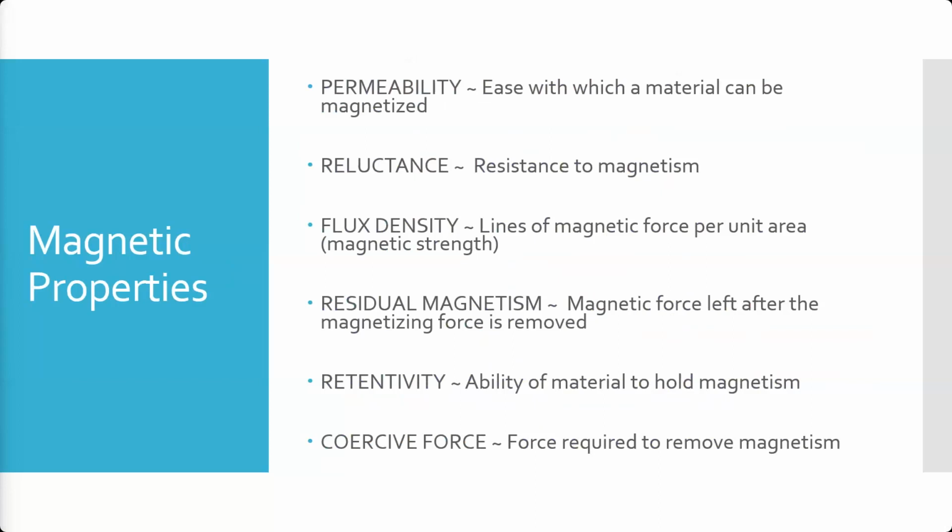What do you notice about reluctance and permeability? They're opposite, they're inverse. So if a part has high permeability, it's easy to magnetize. It means it has low reluctance. It has low resistance to magnetism. If a part is not permeable, or if its reluctance is high, meaning it's hard to magnetize, then it's going to have low permeability. So they're inverse to one another.